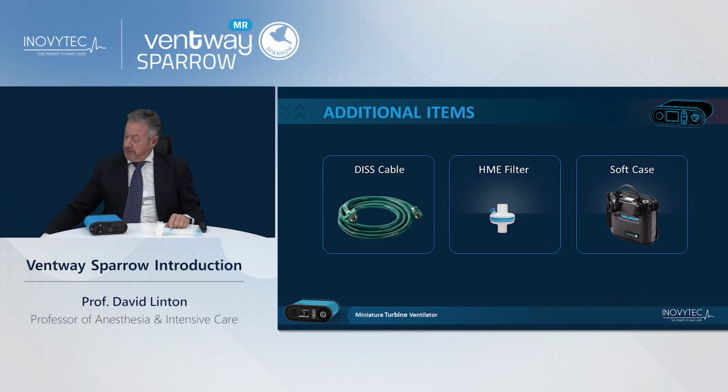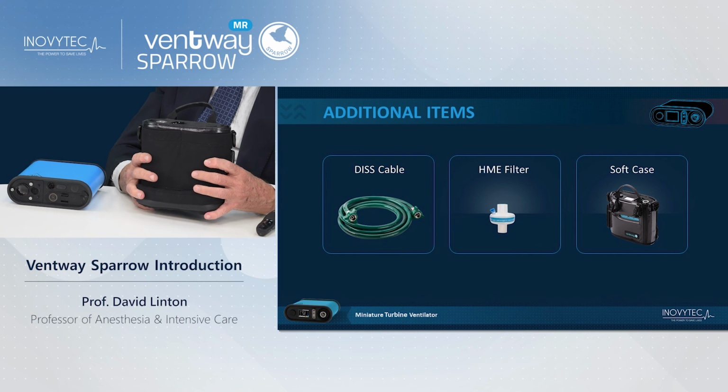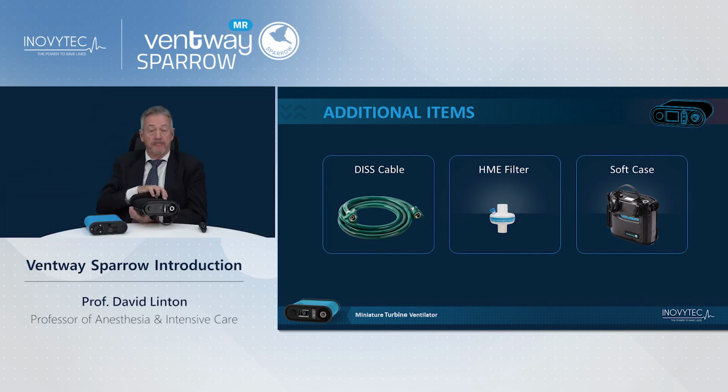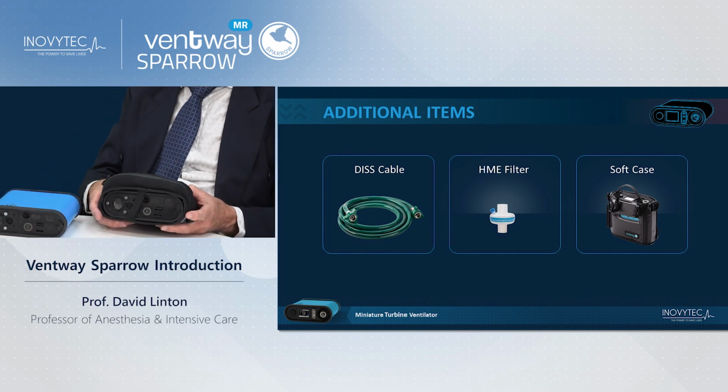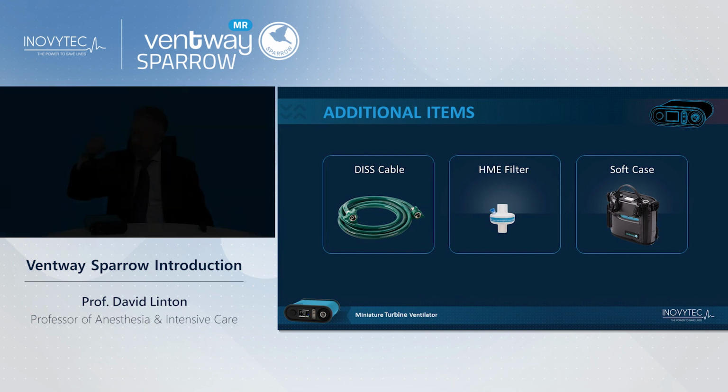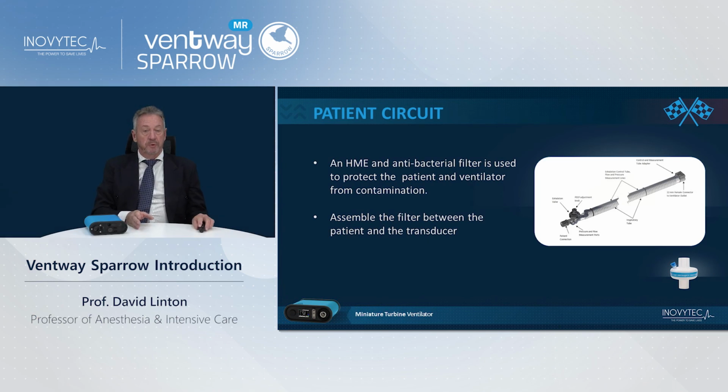There's also a very beautifully designed soft case with which you can transport the machine, the front of the machine, the back of the machine. You can change the battery within the soft case, and the machine can easily be operated and carried with you or on your shoulder. I already explained to you that we always put the HME and antibacterial filter to protect the patient and ventilator, and we assemble the filter between the patient and the transducer or end expiratory port.